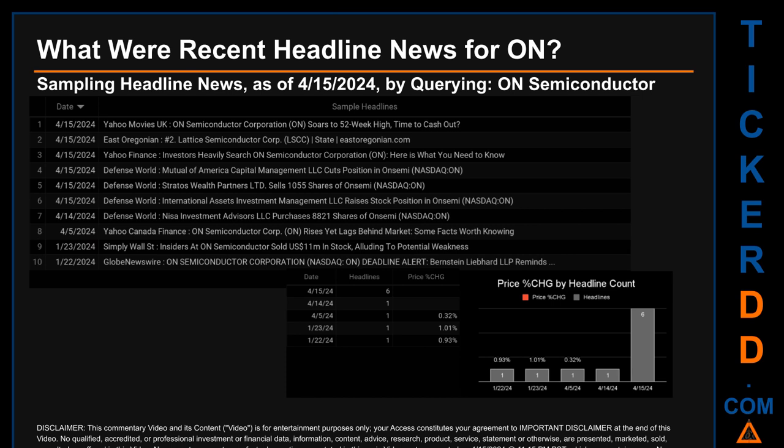Defense World published the headline that read, "Stratus Wealth Partners Limited sells 1055 shares of onsemi, NASDAQ: ON." Defense World published the headline that read, "International Assets Investment Management LLC raises stock position in onsemi, NASDAQ: ON." The oldest publication was on Monday, January 22, 2024, 3 months and 24 days ago, when Globe Newswire published the headline that read, "On Semiconductor Corporation, NASDAQ."